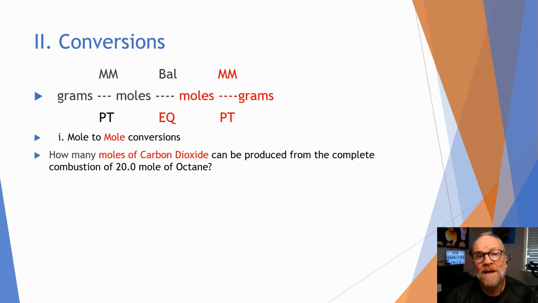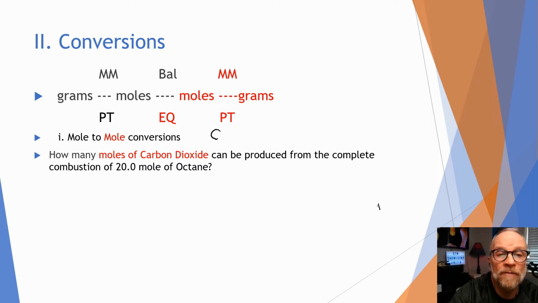In the problems that I give you in your worksheets, I have done this for you, but I thought it would be a useful exercise to review those skills that we learned back in Unit 7. So let's do that. We will write a balanced chemical equation. So how many moles of carbon dioxide can be produced? All right, so that's going to be a product from the complete combustion of 20 moles of octane.